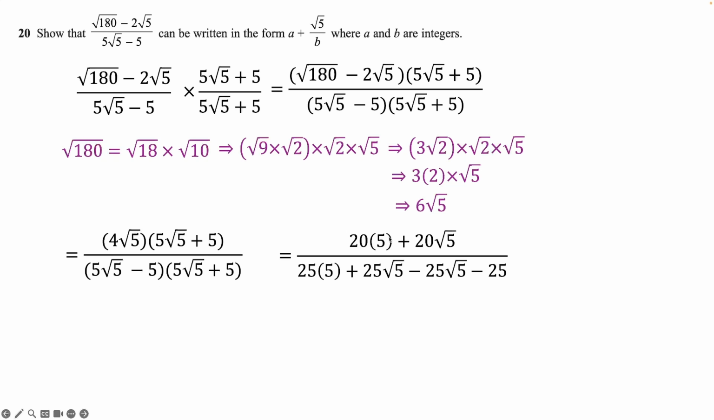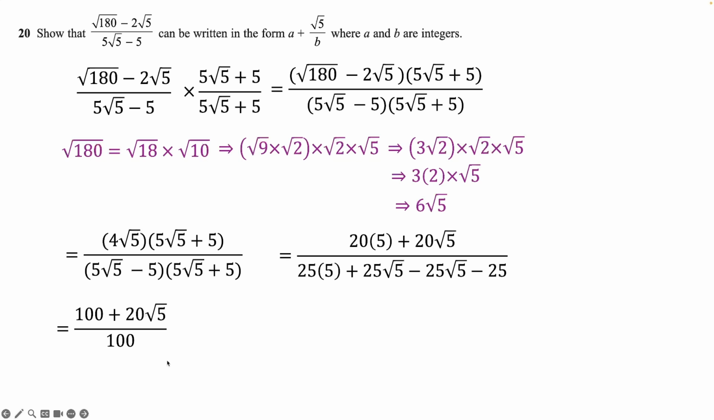So 20 times 5, that's 100, so we get 100 plus 20 root 5. The denominator, well, these two things cancel. We just get 25 times 5 minus 25. Well, 25 times 5 is 125. You minus 25, you get 100.